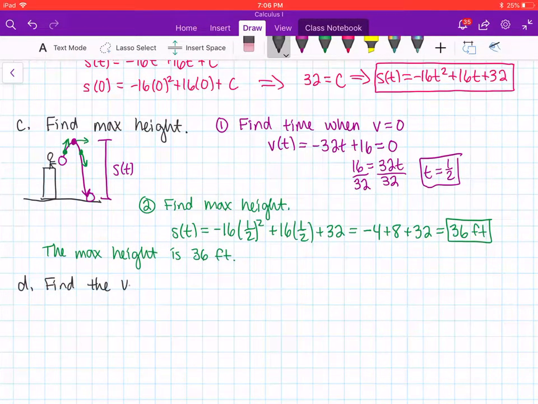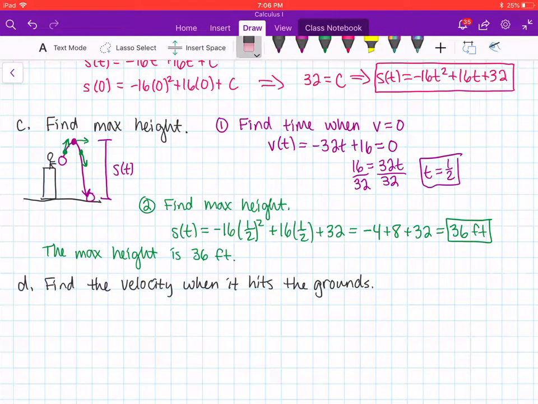Find the velocity when it hits the ground. So we've got a lot of these concepts that are the same as we previously looked at, but now we're using the antiderivatives to help us out. So remember, it's going to hit the ground when s of t equals 0.